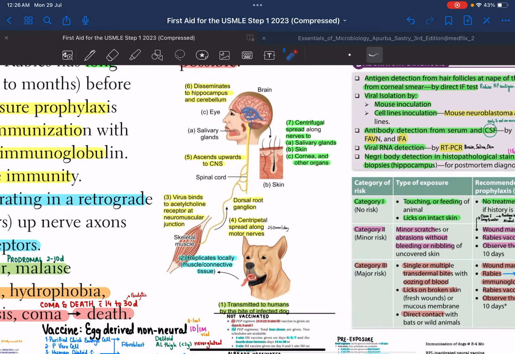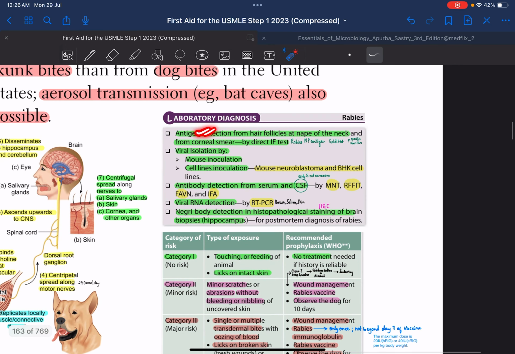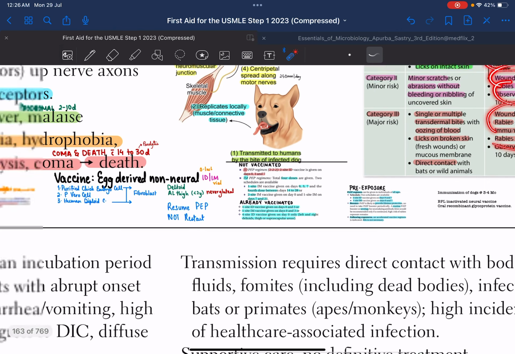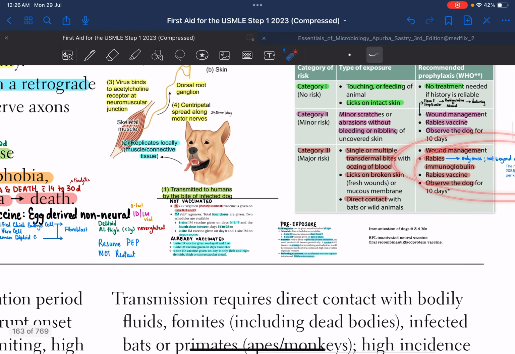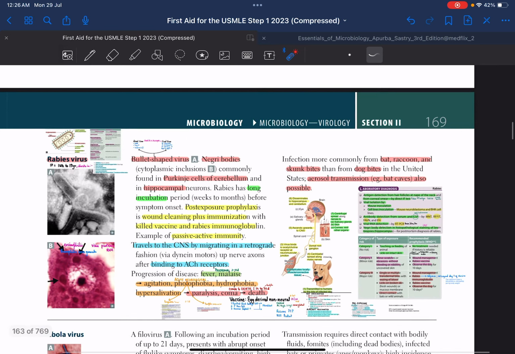And this is the pathogenesis of rabies: from dog bite to local replication, binds to the AChR receptor, retrograde transport goes to the hippocampus or cerebellum, and then anterograde transport to salivary gland, skin or cornea. Laboratory diagnosis, we saw antigen detection, virus isolation, antibody detection, viral RNA detection, and Negri body detection. We saw 3 categories of risk and how we manage it. We saw about the vaccine, and also about the rabies immunoglobulin, and we saw 2 regimens, the post-exposure prophylaxis and the pre-exposure prophylaxis. I hope you all understood.